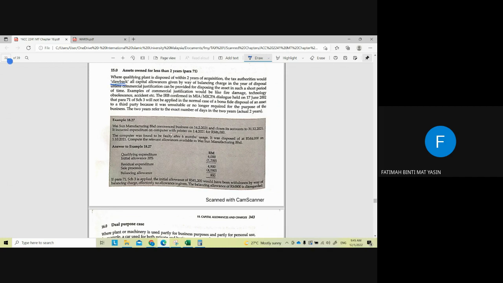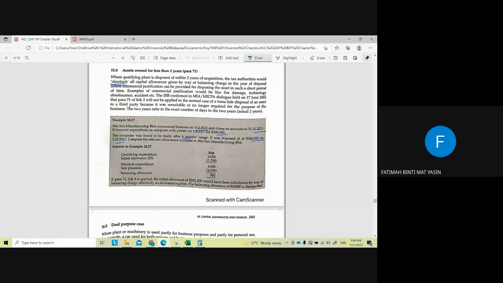Okay, if we look at this example, Y Sun Manufacturing Berhad commenced business on 14 February 2021 and closed its account to 31st December 2021. It incurred expenditure on computer with printer on 1st April 2021 for 6,000 ringgit. Okay. They acquired on 1st April. Okay, so the computer was found to be faulty after 6 months usage. It was disposed of at 4,000 ringgit on 1st October 2021. Okay, so compute the relevant allowance available.